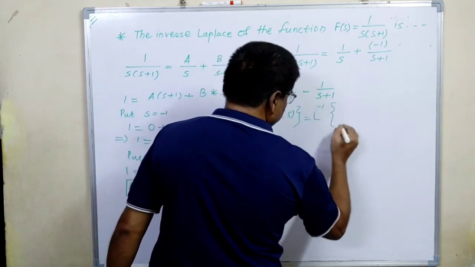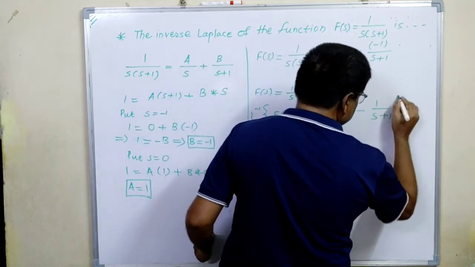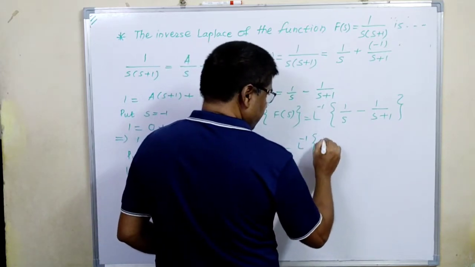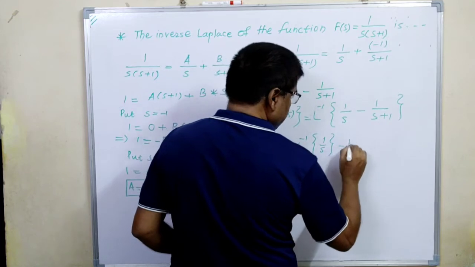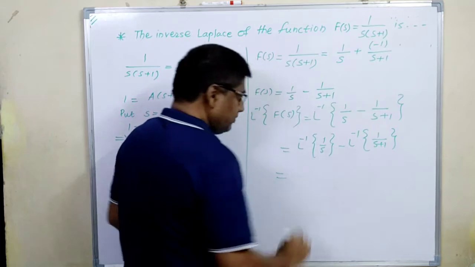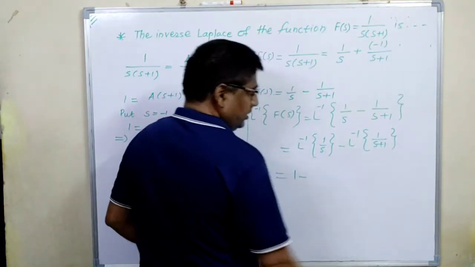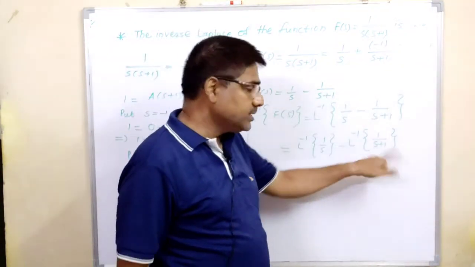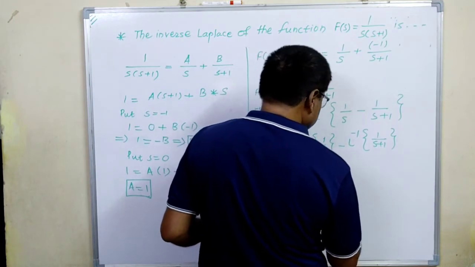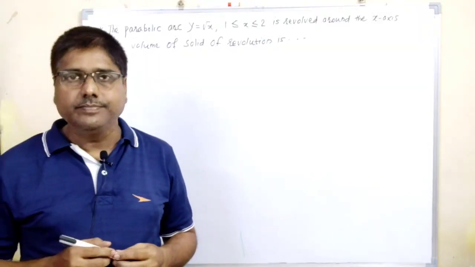Now to find the inverse Laplace of this function, Laplace inverse of 1/s minus 1/(s+1) is equal to Laplace inverse of 1/s minus Laplace inverse of 1/(s+1). Laplace inverse of 1/s is 1. Laplace inverse of 1/(s+1) is e raised to minus t. This is the answer. Next problem.